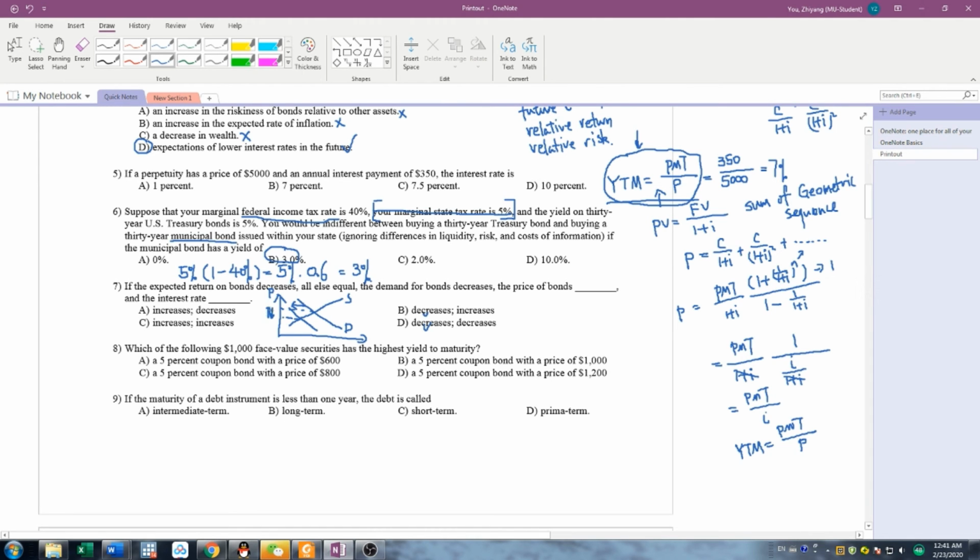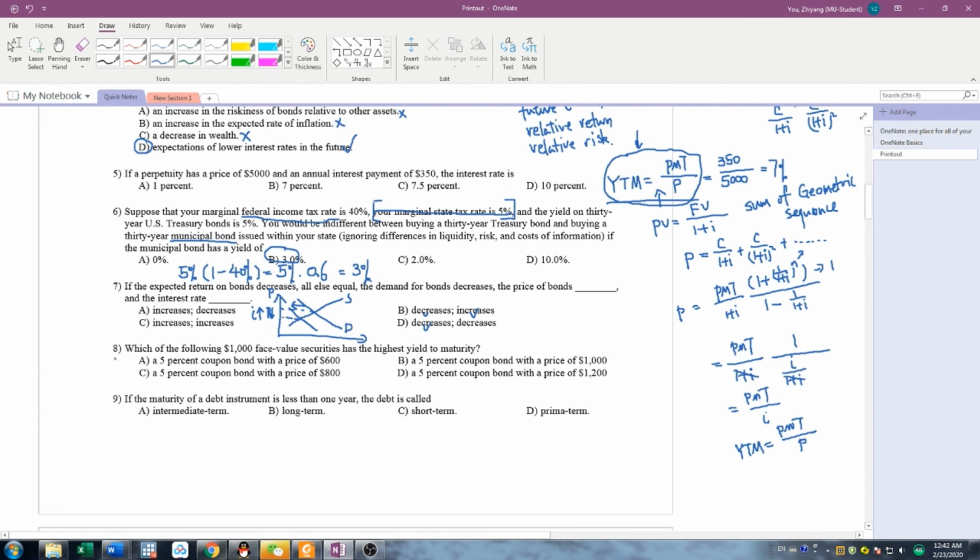And since price and yield have a negative correlation, when price drops, yield is going to go up. So the interest rate goes up. That means B is correct. The price of the bond is going to decrease, and i is going to increase. We're going to use this analysis in a lot of questions, so it's really important to know how to work with it.